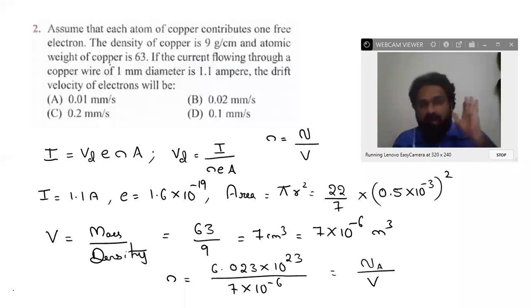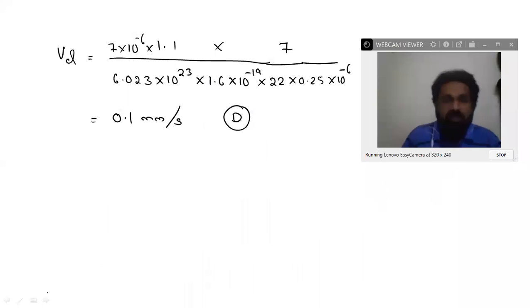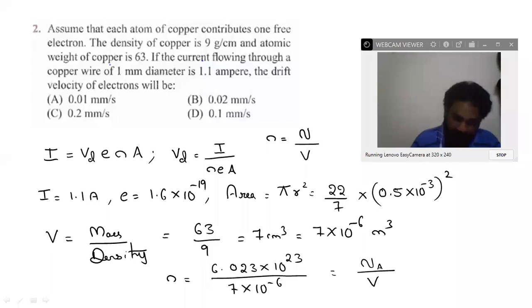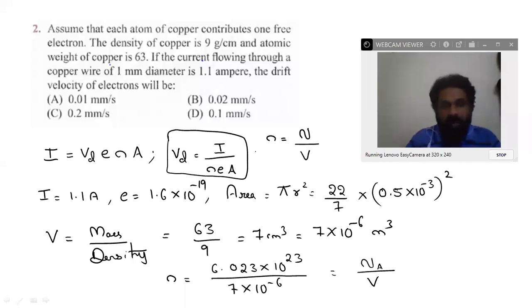That will contain Avogadro number of atoms, which means Avogadro number of electrons. So number density is nothing but the total number of electrons, 6.023 into 10 raised to 23, divided by the given volume. From that, I found the number density. Remaining things, nothing, I am just substituting in the formula. Which formula? v_d is equal to I by nEA.